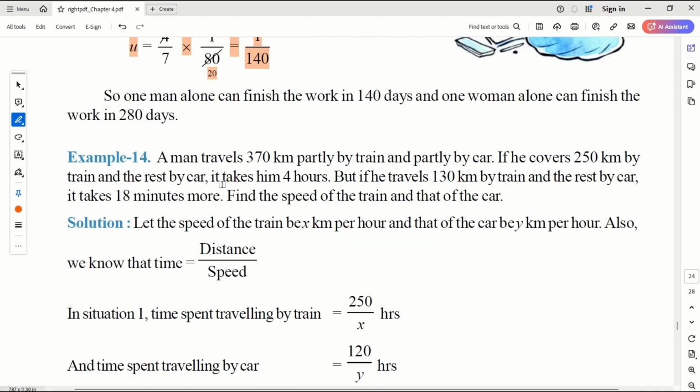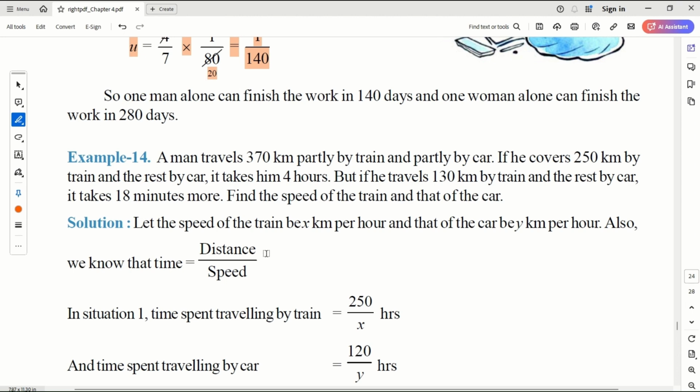A man travels 370 kilometers partly by train and partly by car. If he covers 250 kilometers by train and the rest by car, it takes 4 hours. But if he travels 130 kilometers by train and the rest by car, it takes 18 minutes more. Find the speed of the train and the car.